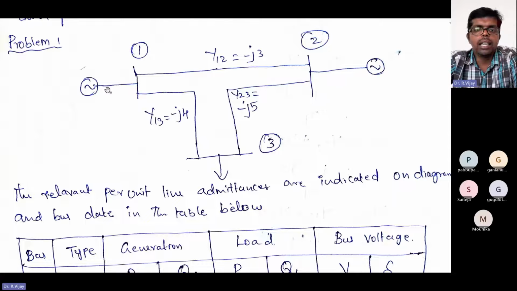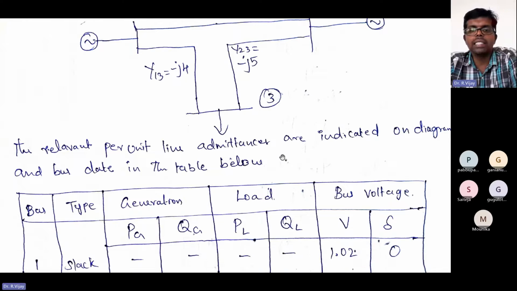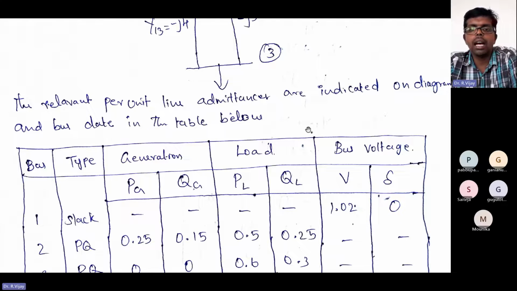Okay, so here there are 2 generator buses. Here buses 1, 2, and 3 are there. The admittance between 1 and 2 is minus J3. Next, the admittance between 1 and 3, Y13, is minus J4. The admittance between 2 and 3 is minus J5. The relevant per unit line admittances are indicated on the diagram, and the bus data is also given in the table.